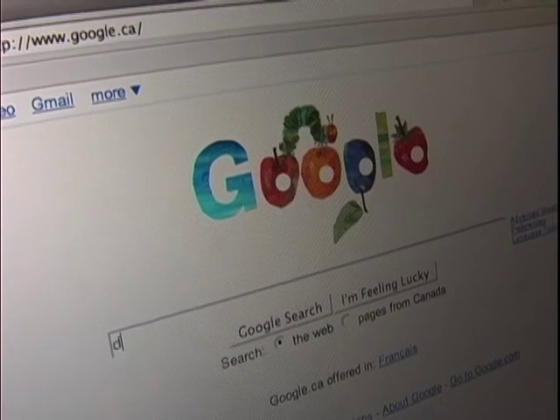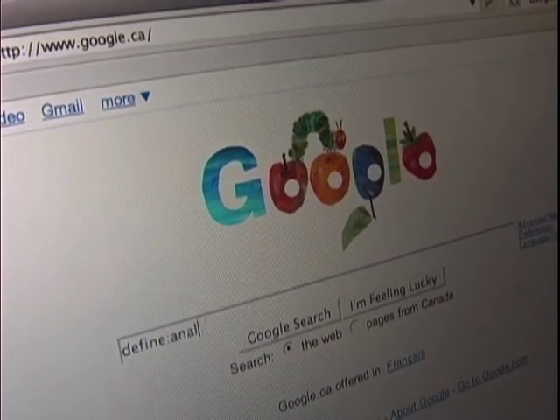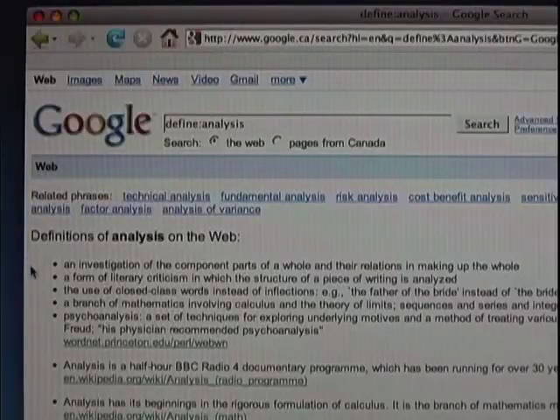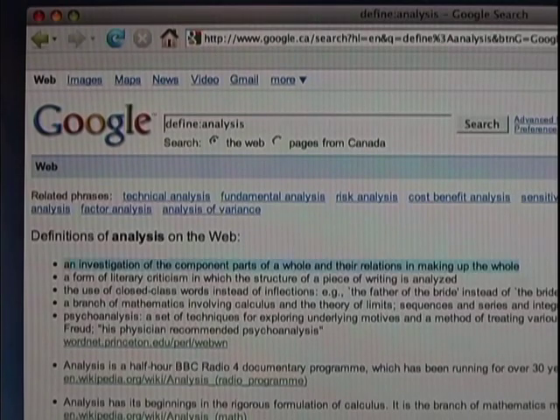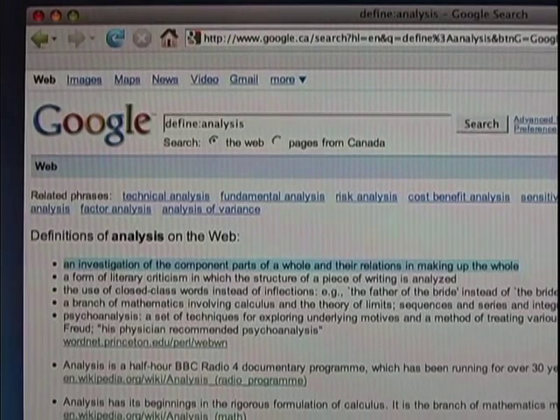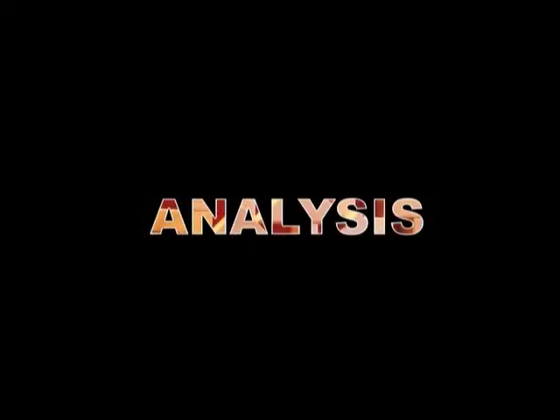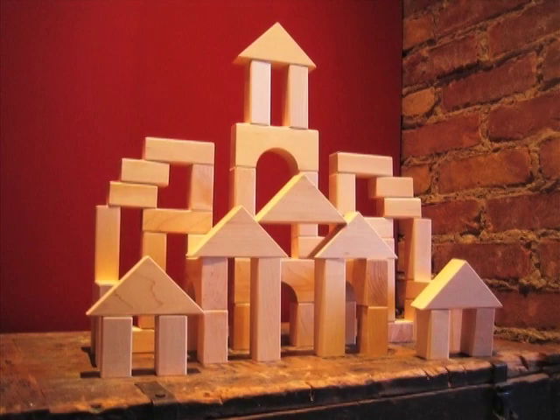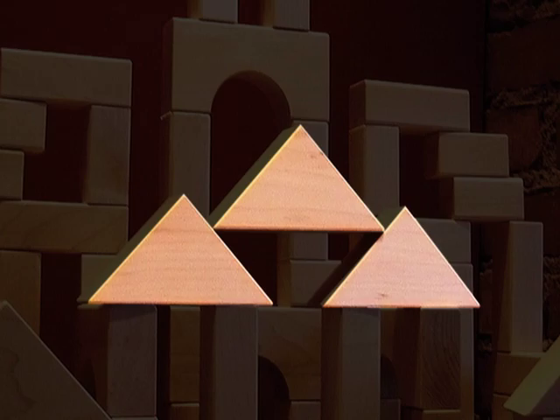If we type in "define analysis," we get "an investigation of the component parts of a whole and their relations in making up the whole," and several other more technical definitions. But you get the idea. Analysis, from the Greek analysis, is taking something apart to have a close look at it.